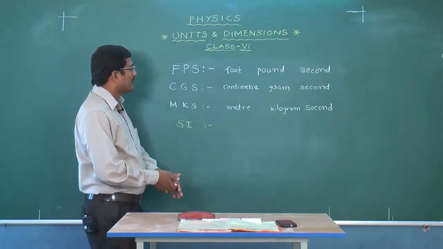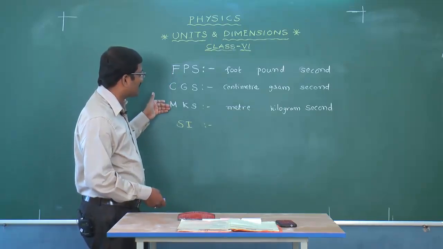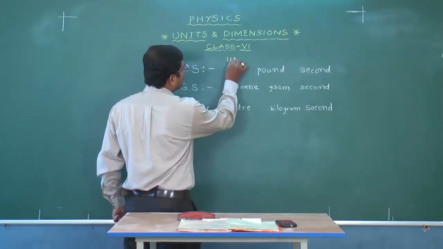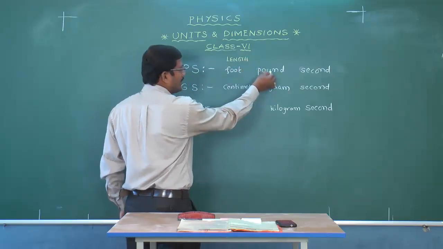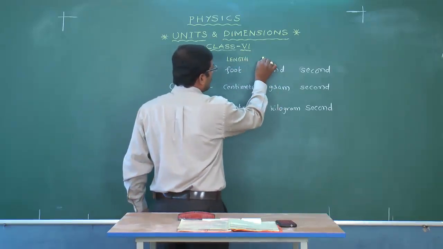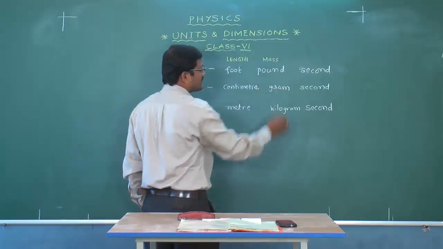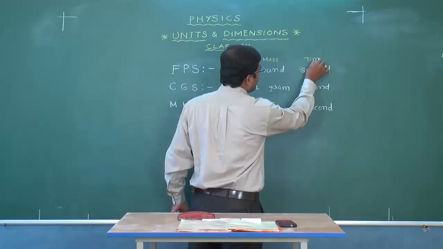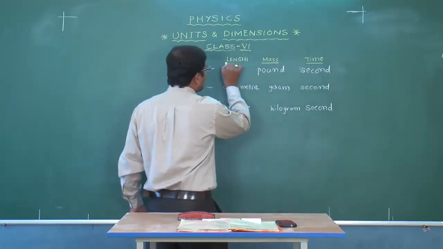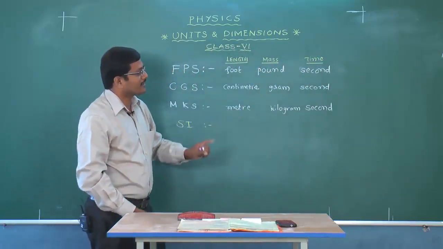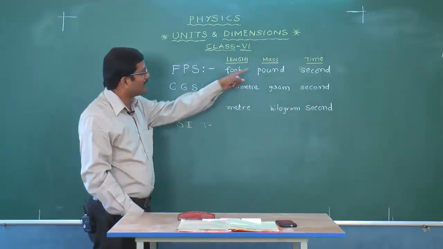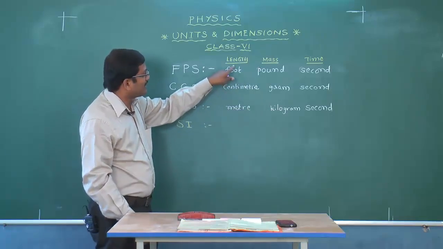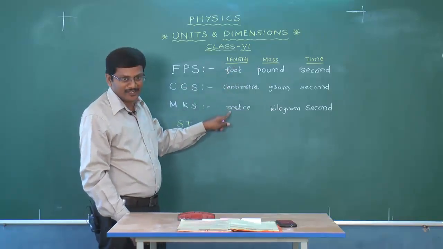In the earlier systems, the FPS, CGS, MKS, they organized these quantities only. For example, length, and pound, gram, kilogram for the mass, and second for time. So if you observe carefully, time is organized in all the systems with second only, but mass is pound, gram and kilogram, and length is foot, centimeter and meter.